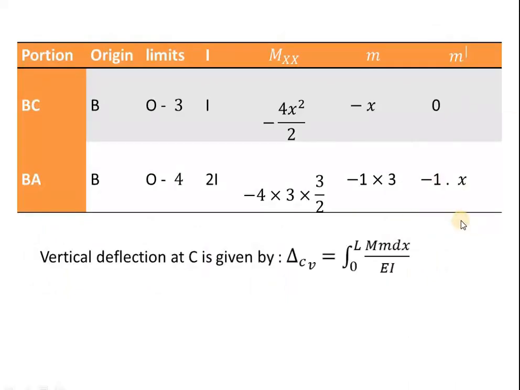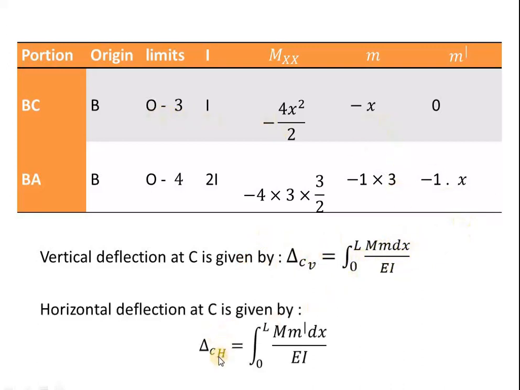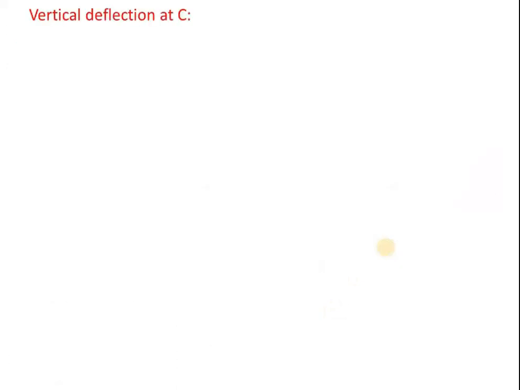Next, vertical deflection delta CV equals the integral from 0 to L of M m dx divided by EI. So you have to write it for each portion. Similarly, delta CH, the horizontal displacement, is given by the integral from 0 to L of M into m dash into dx divided by EI. M dash is the bending moment in various portions due to the unit horizontal load, while m is due to the vertical load.